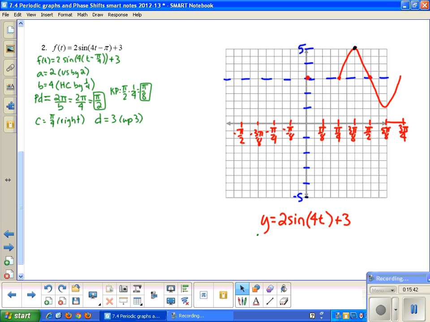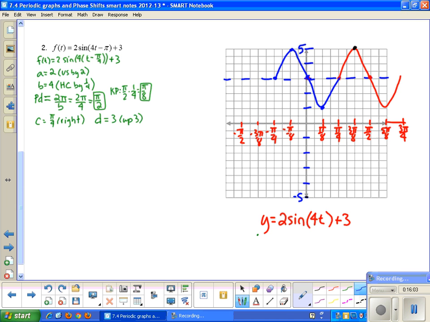There we go. It's a little off. But the next key point would, of course, be down here. And then we would have here, and then here. And then since it's a sine graph, it would stop right there. So this would be a second cycle for my graph.